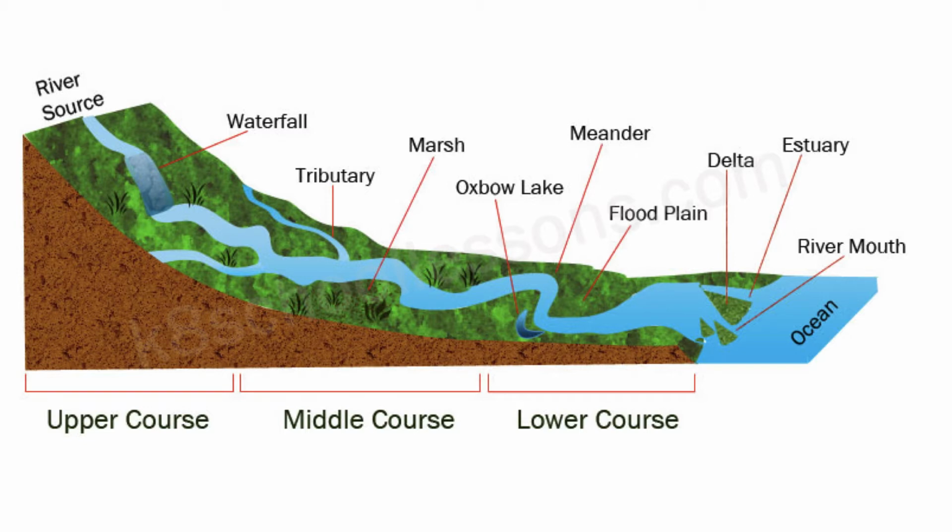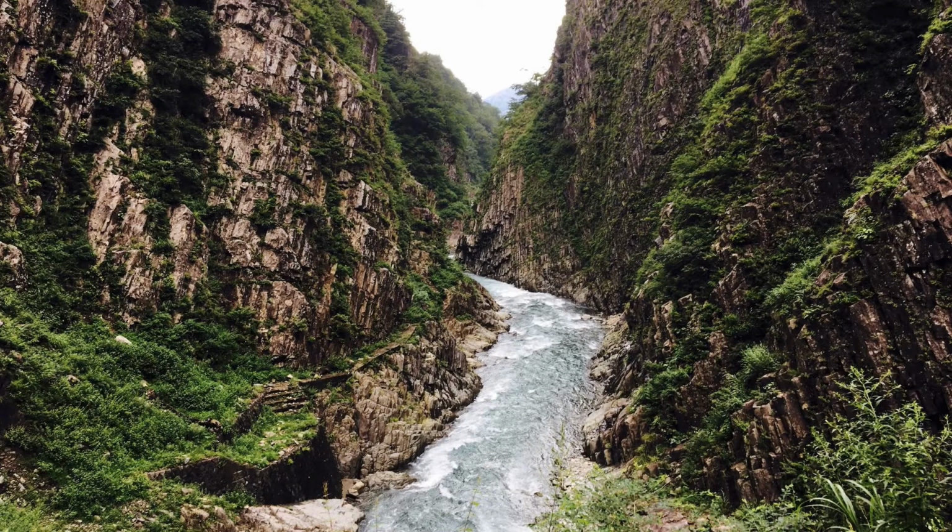In the course of the river, it forms various kinds of landforms, and generally the landforms can be classified into two types, which are erosional landforms and depositional landforms. First, let us learn about various erosional landforms. So this is the first erosional landform, that is the valley.